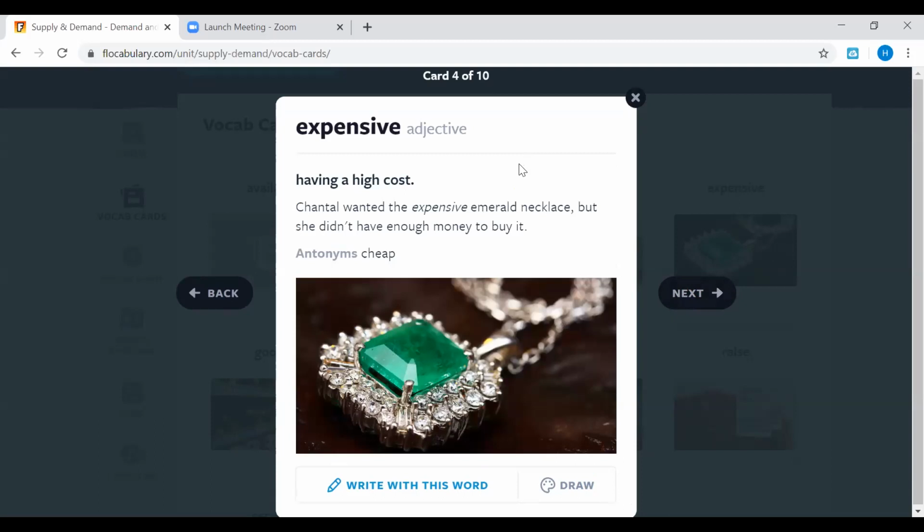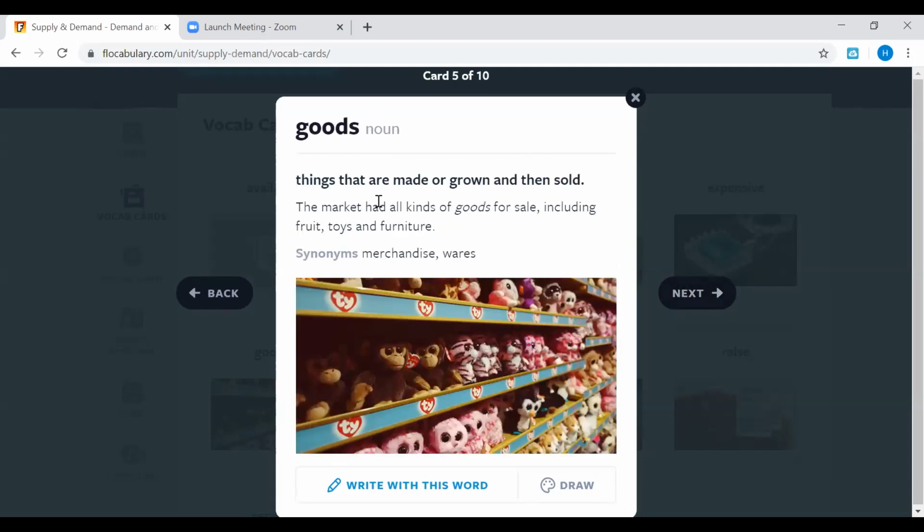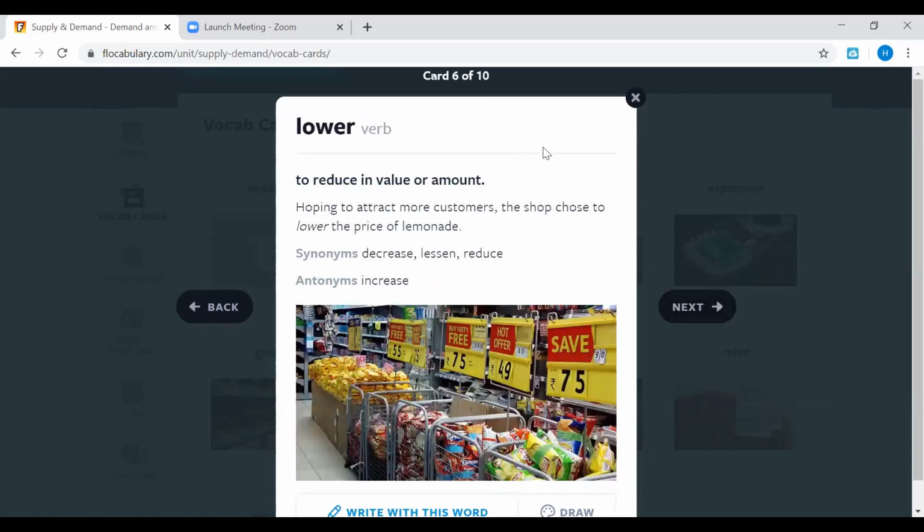Expensive, having a high cost. Chantal wanted the expensive emerald necklace, but she didn't have enough money to buy it. Goods, things that are made or grown and then sold. The market had all kinds of goods for sale, including fruit, toys, and furniture. Lower, to reduce in value or amount. Hoping to attract more customers, the shop chose to lower the price of lemonade.